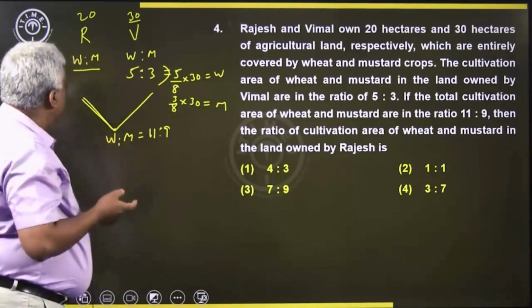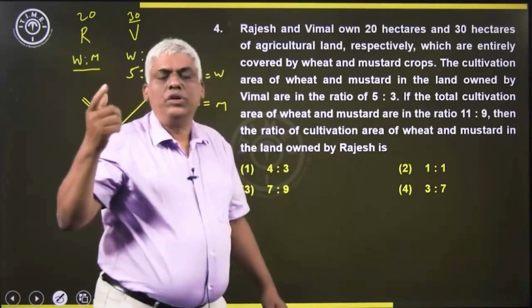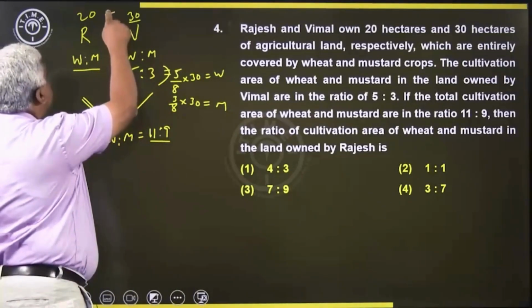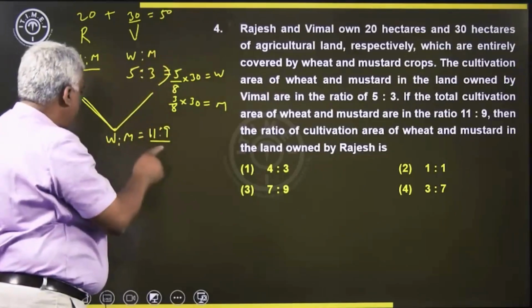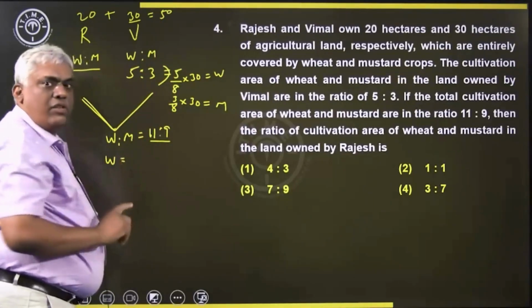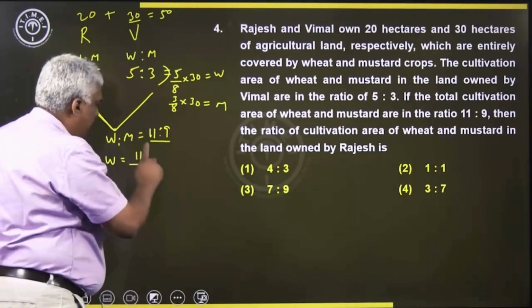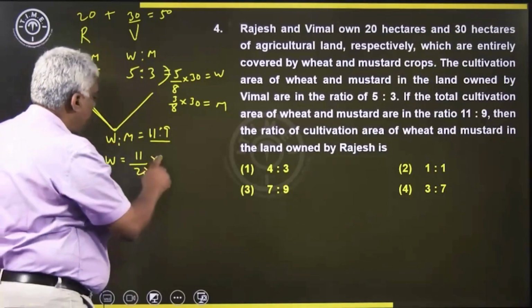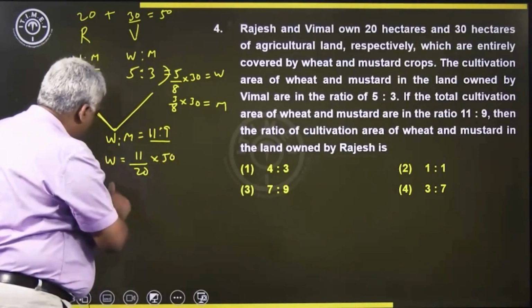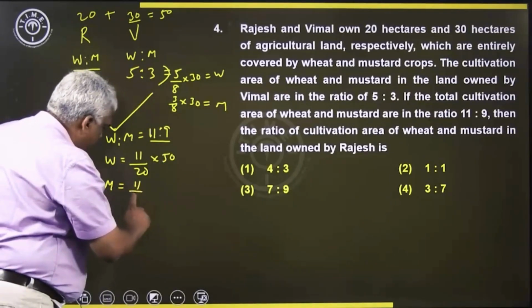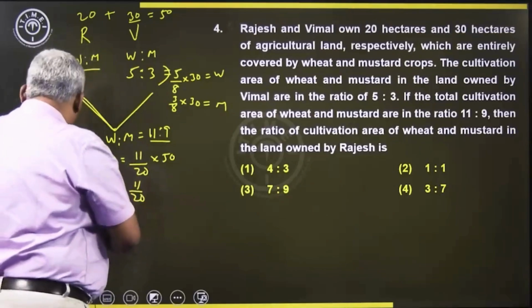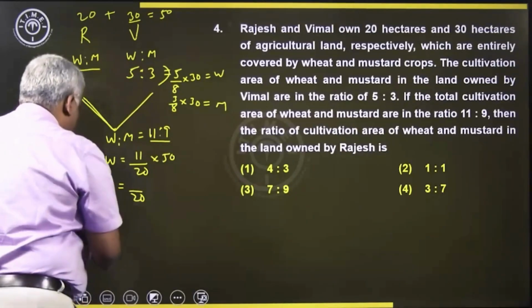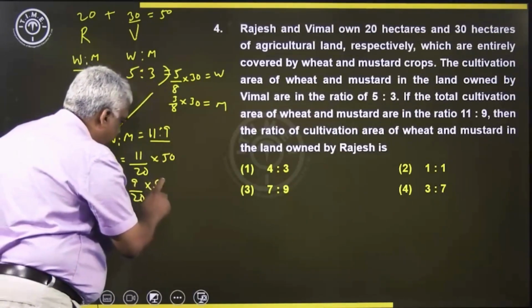Now, you see, the total wheat and mustard we can find from this ratio, both combined. Total area is 20 plus 30, that is 50. So, what is the total area under wheat cultivation? That is 11/20 into 50. And what is the total area under mustard? It will be 9/20 into 50, sorry, my bad.